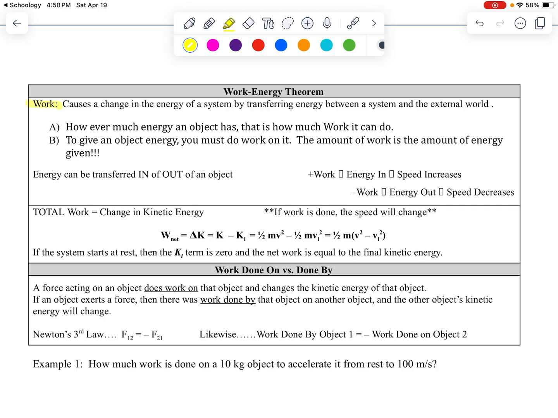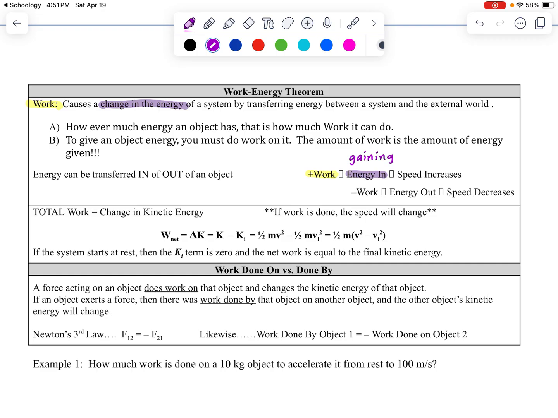So remember energy, right? We just learned about kinetic energy, and so work is a difference or a change in that kinetic energy, okay? However much energy an object has is how much work it can do, and the amount of work done is equal to the amount of energy given off or exchanged, okay? You'll see here that positive work means that energy is going in.